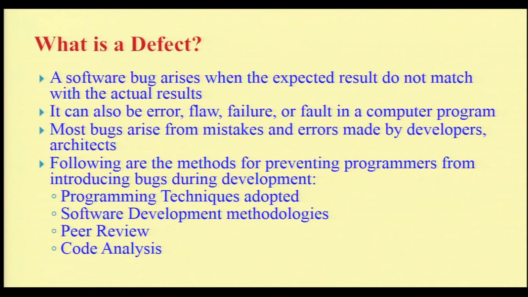Now let us see what a defect is. A software bug arises when the expected result does not match with the actual results. It can also be an error or a flaw or a failure or a fault in a computer program. Most bugs arise from mistakes and errors made by developers and architects. Following are the methods for preventing programmers from introducing bugs during development. They are the programming techniques adopted, software development methodologies, peer review, code analysis.